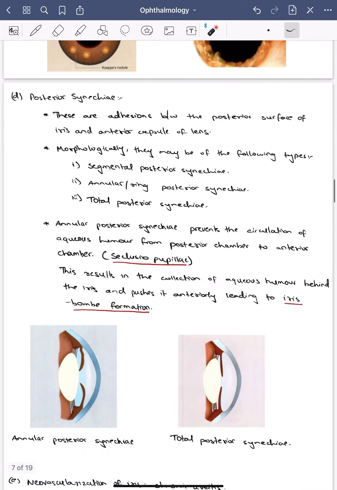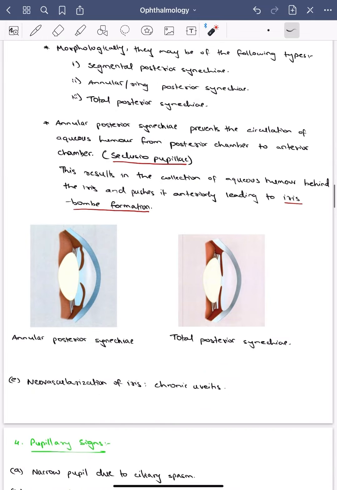Now there is something known as seclusio pupillae. In annular posterior synechiae, it prevents the circulation of aqueous humor from the posterior chamber to the anterior chamber. We've discussed that in this diagram here. This flow is blocked, and this blockage of flow of aqueous humor from posterior to anterior chamber due to the annular posterior synechiae is known as seclusio pupillae. So I hope you've understood the difference between seclusio pupillae and occlusio pupillae. Occlusio is basically when the pupil is occluded by the exudates, and seclusio pupillae is because of annular synechiae, where the aqueous flow is secluded.